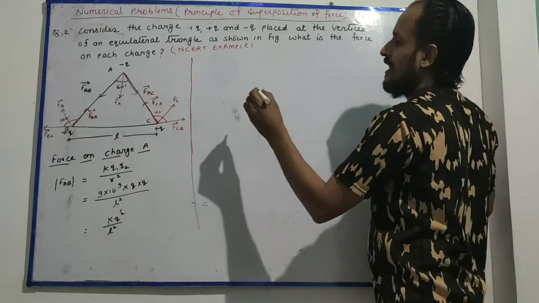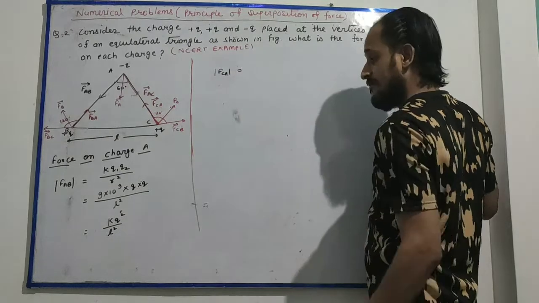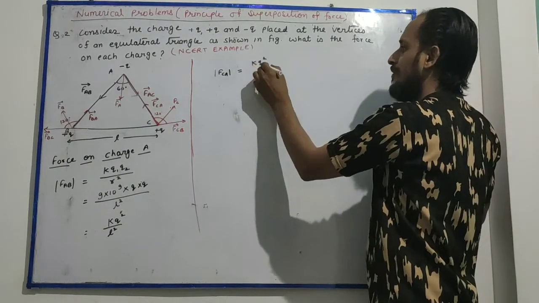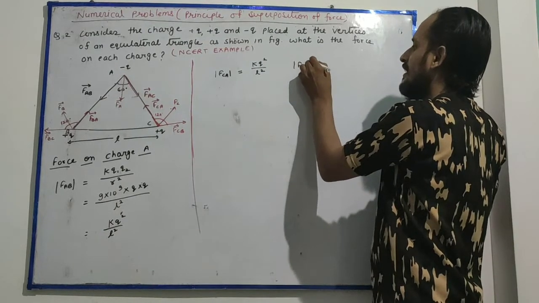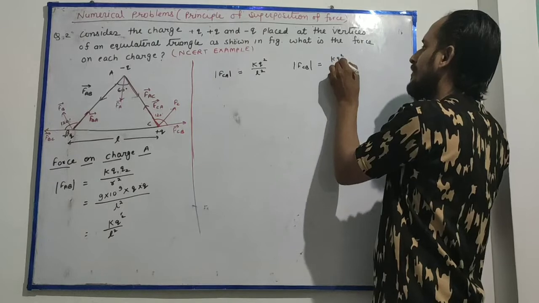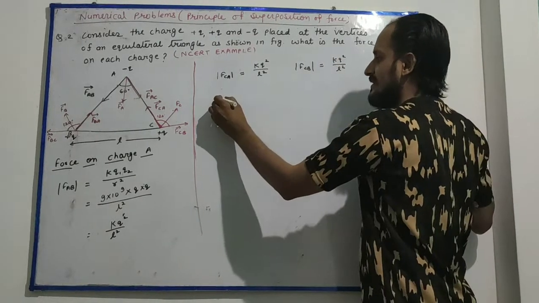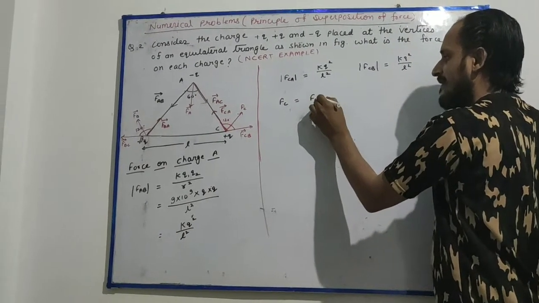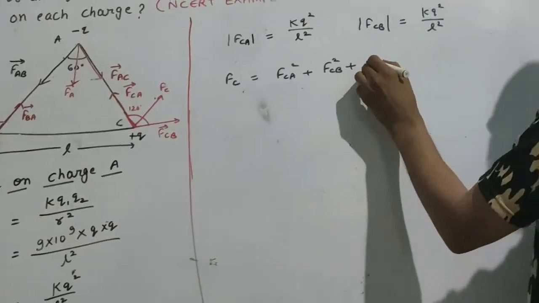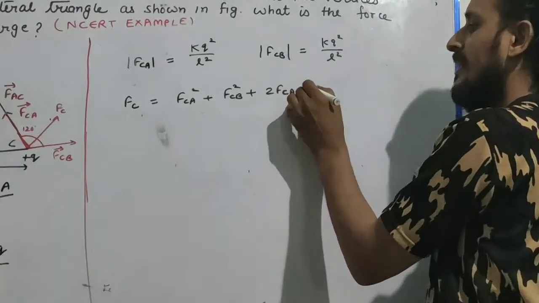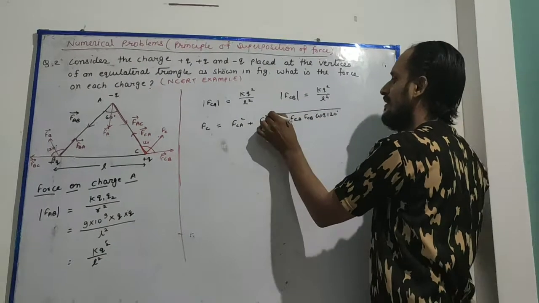So again we have to find the magnitude of FCA. It comes the same, KQ square upon L square. Magnitude of FCB again comes the same, KQ square upon L square. And now we'll use the formula to find the resultant force on C: the square root of FCA square plus FCB square plus 2 FCA FCB cos of 120 degree.